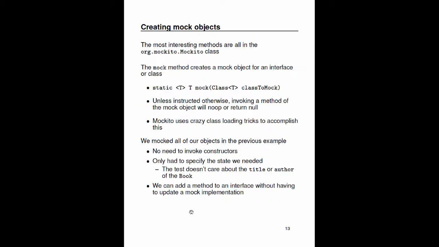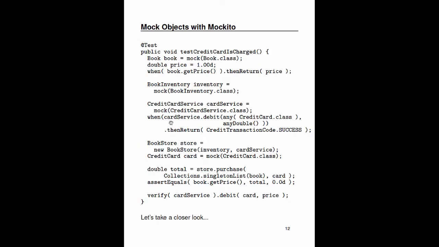I think we have an example of it. Yeah, right here. So when the debit method of the credit card service is invoked with any instance of credit card and any double, then return success. So here we use the any matchers on the credit card service.